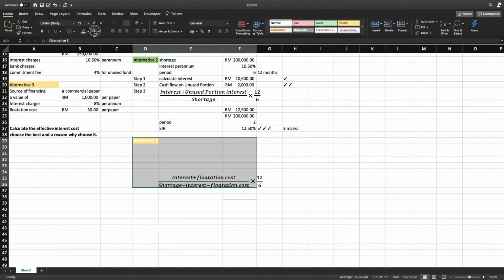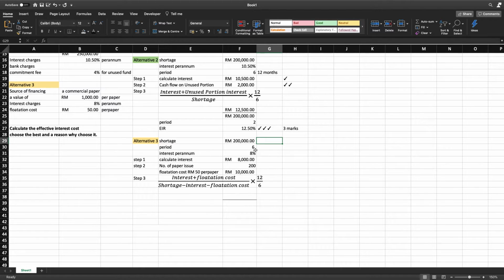In alternative 3, you have a shortage of 200,000, the period is 6 months, and the interest per annum is 8%. As usual, step 1, you need to calculate the interest. The interest is 8,000. You get it from 200,000 multiplied by 8% multiplied by 6 over 12 months, because the interest is per annum.